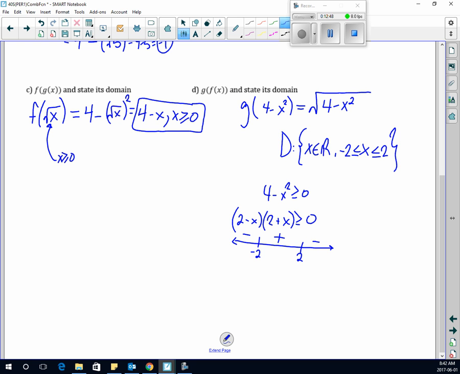Sometimes that might be easier to write with square brackets around negative 2 and 2, right? Because it's greater than or equal to 0. So if it was just greater than 0, then it would be an open circle, which means it would be round brackets, right?